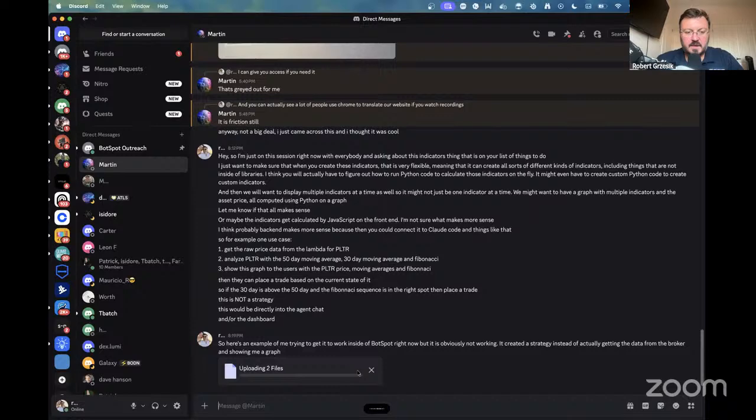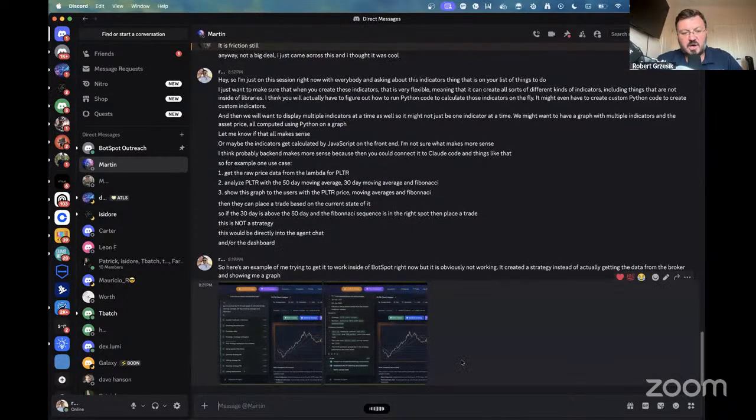Here it created a strategy, but it should not have created a strategy. It should have gotten the data from the broker and shown a graph in the chat window.